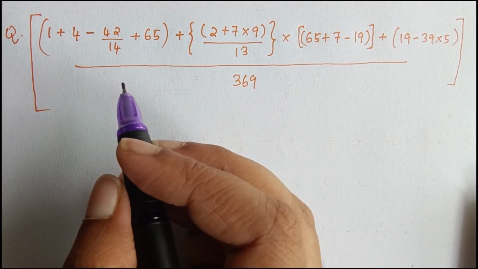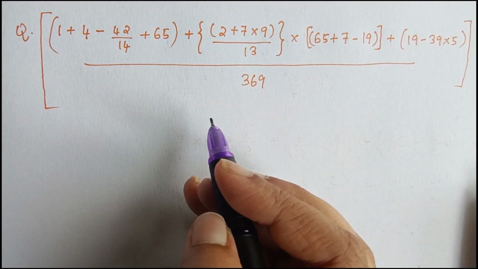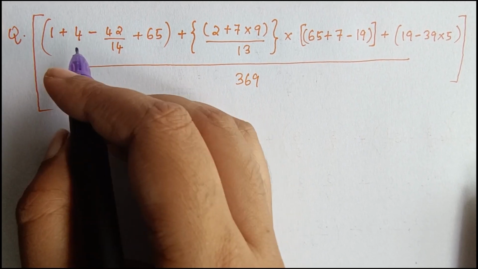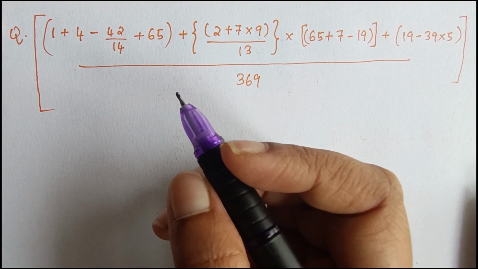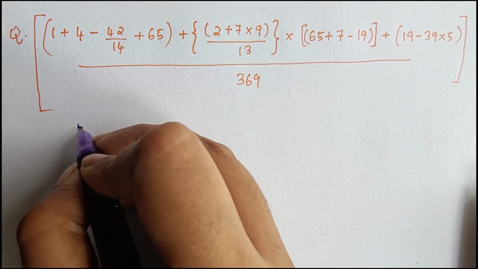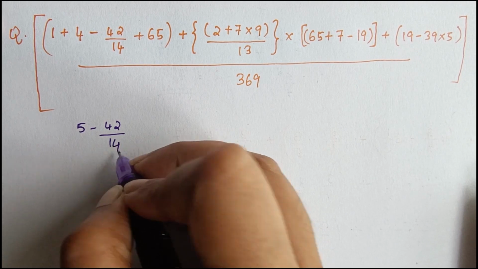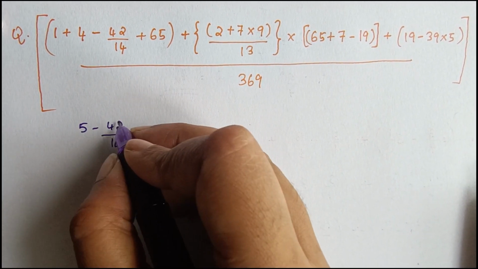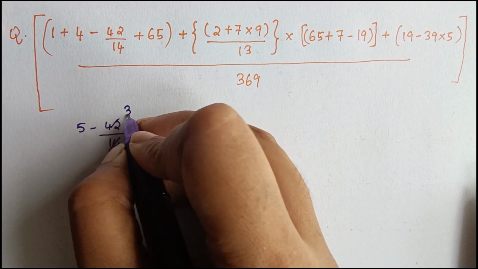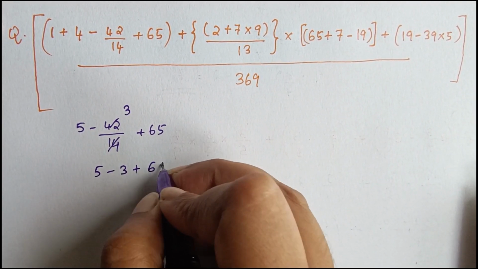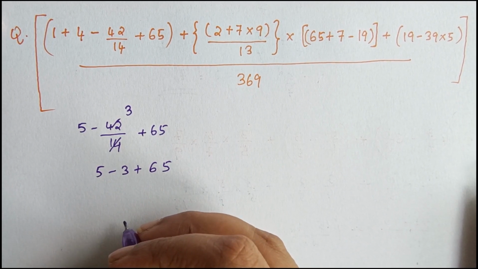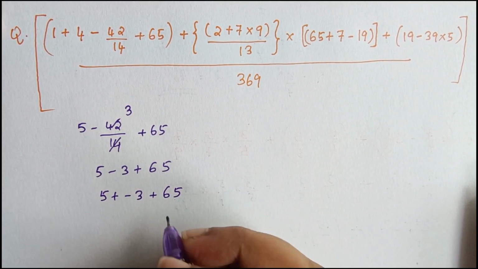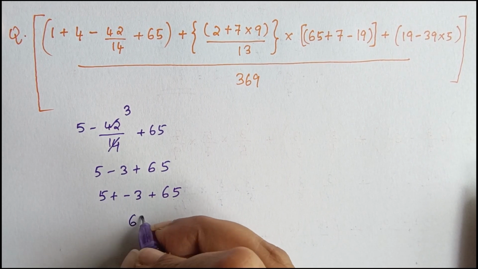1 plus 4 minus 42 divided by 14 plus 65. Here you have only plus and minus operations, so first you can do the addition. 1 plus 4 is 5, minus 42 by 14, plus 65. You can simplify this: 14 into 3 is 42. So 5 minus 3 plus 65. So 70 minus 3, 67 is the answer for this first small bracket.